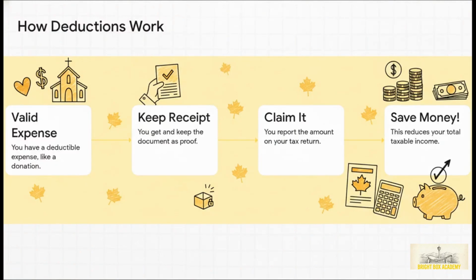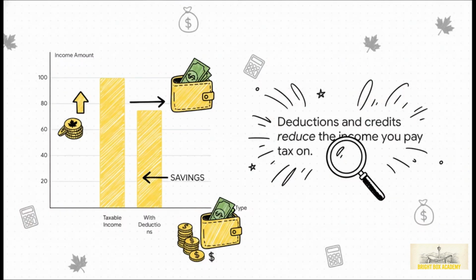So how does this magic work? It's actually a really simple process. Let's say you have a valid expense, like a charitable donation. You get a receipt for it, and you keep it safe. Then you claim that amount on your tax return, and boom, it reduces the total income you have to pay tax on. And you can see the impact right here.